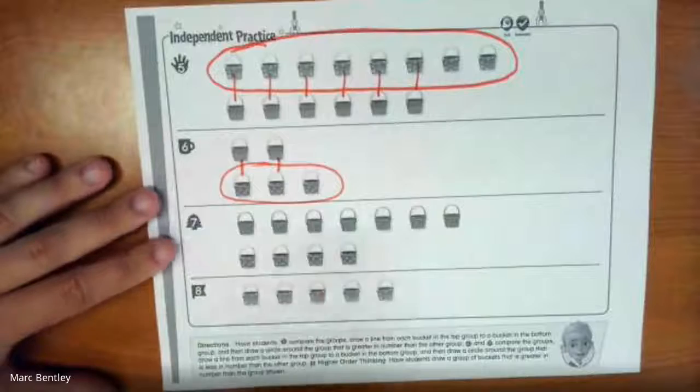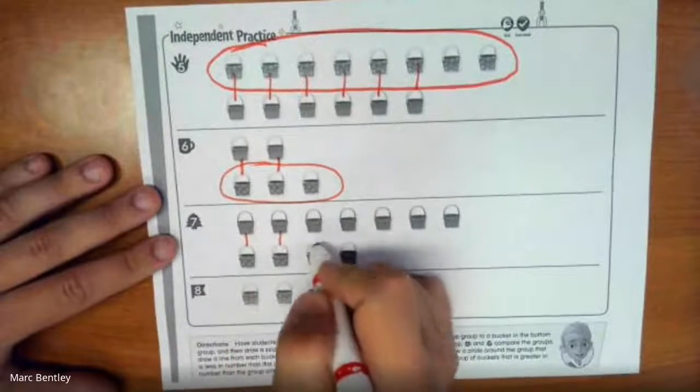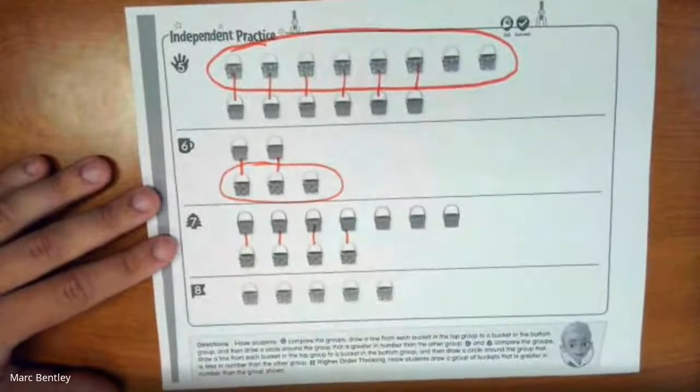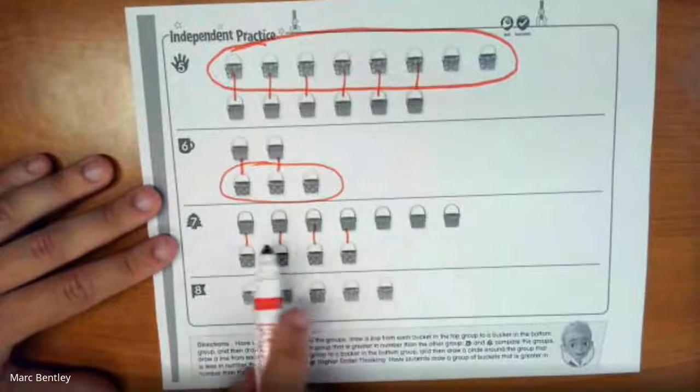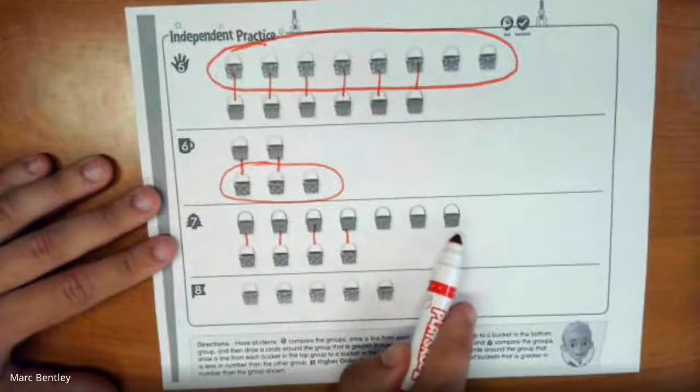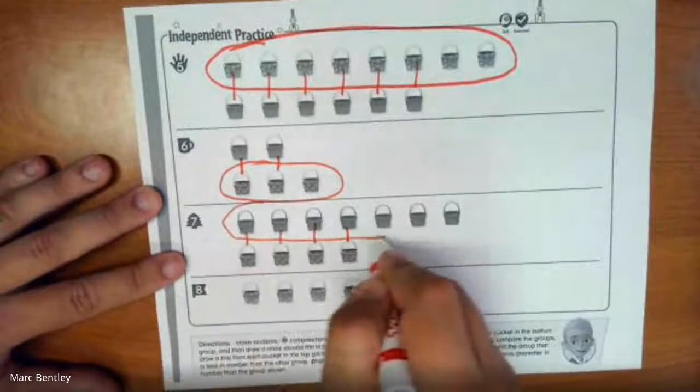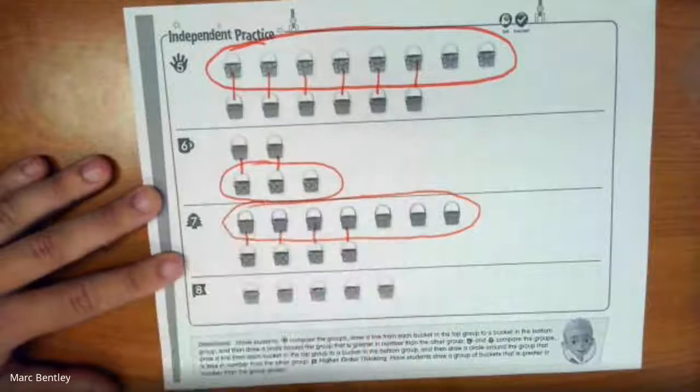Moving on to number 7. So 4 of them match up, but I can clearly see that in this top group, there are more buckets. So I'm going to go ahead and draw my circle around the top group.